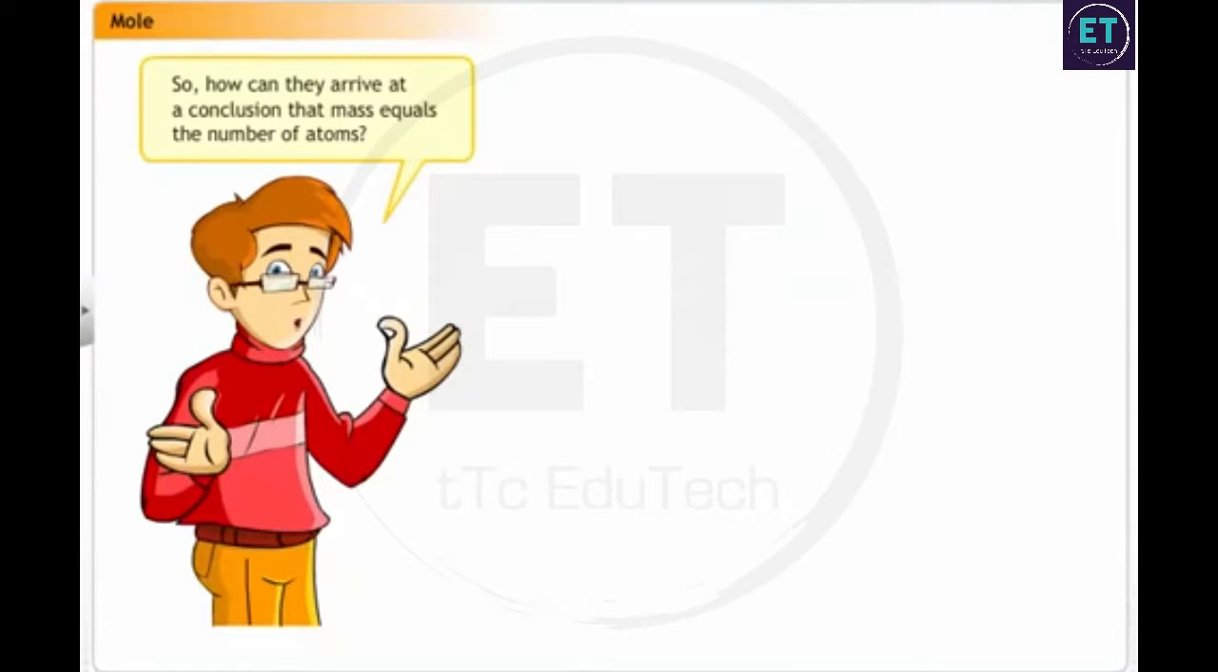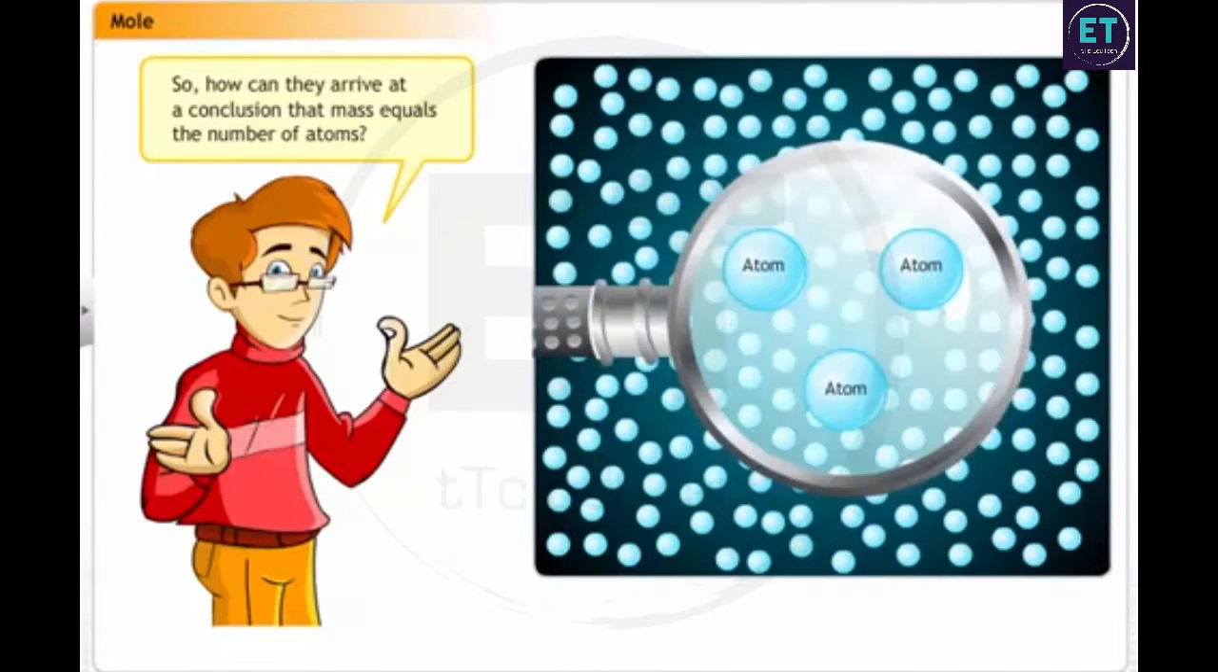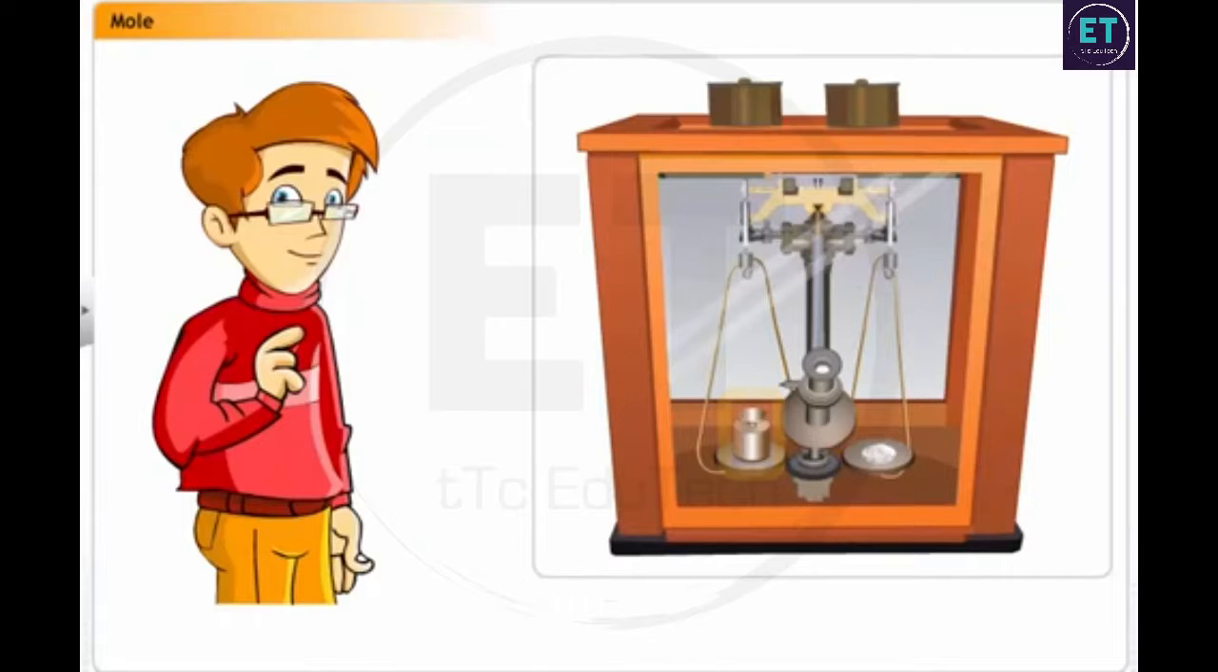So, how can they arrive at a conclusion that mass equals the number of atoms? Atoms and molecules, being very minute, have tiny masses. It is practically not possible to find the mass of one atom or molecule or ion. Hence, a bigger unit called mole is introduced. Then, 1 mole is defined as the amount of substance of a system which contains as many entities like atoms, molecules and ions as there are atoms in 12 grams of carbon-12.